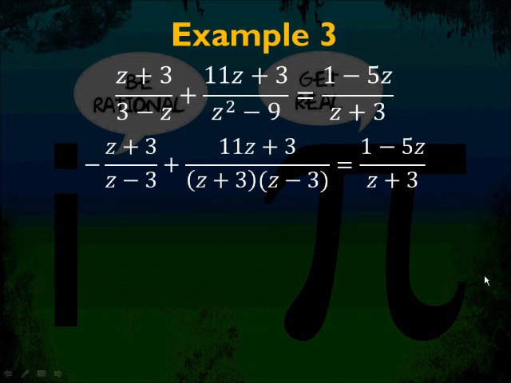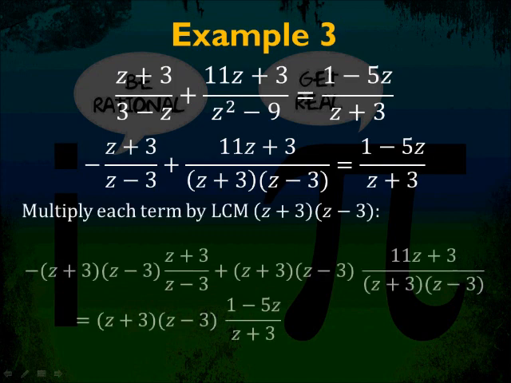Now it's much easier to see what the least common denominators are. It's basically z plus 3 and z minus 3. So we need to multiply every term by this quantity. And again, I'm writing this all out for you to see. It is long, and you don't always have to do this because you'll see some shortcuts.